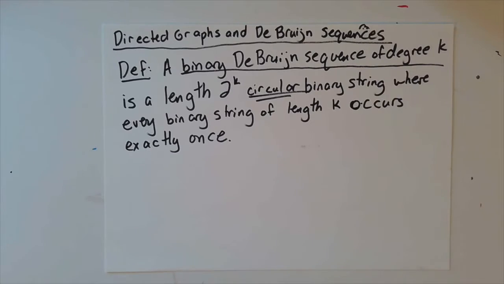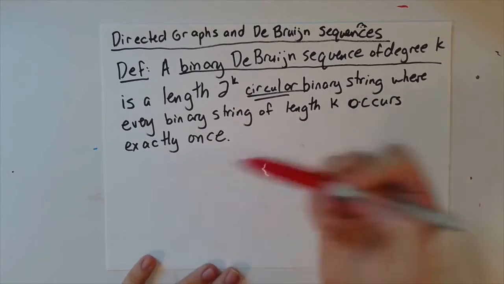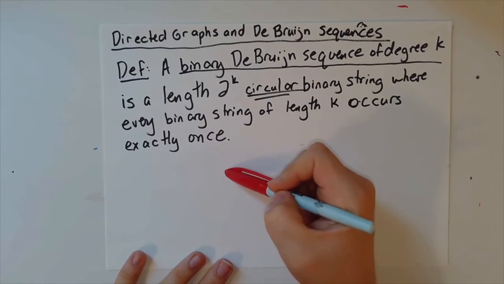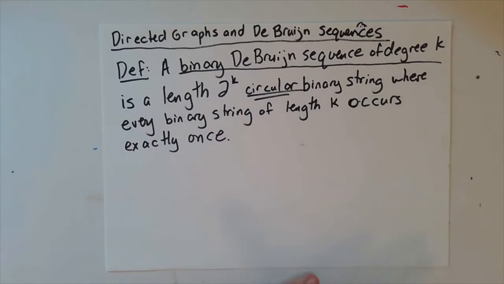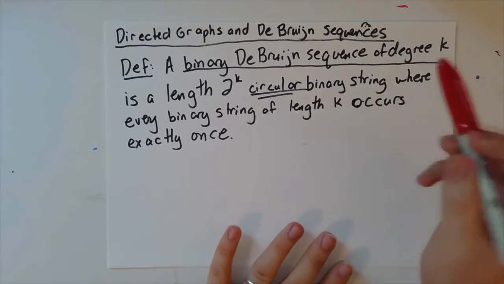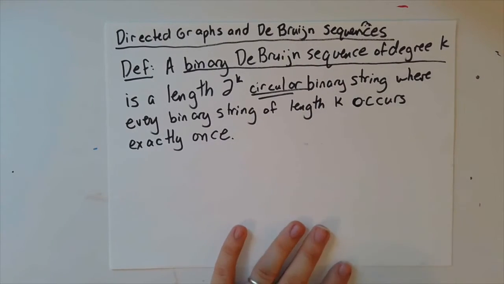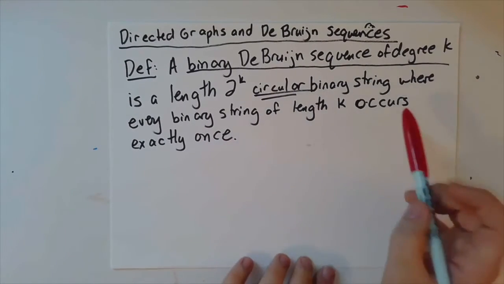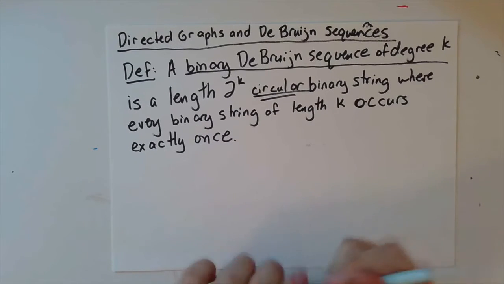That means that when I write down the string, I'm going to write it in a circle, or if you want, you can write it straight and just realize that the last bit in the string connects up to the first one. So it doesn't have a start or end. You're just sort of meant to imagine it looping over and over and over again. And what I want this string to have is that if you follow the string around, every length k binary string occurs exactly once.